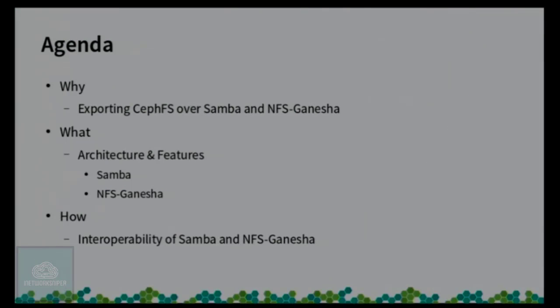So today's agenda is very simple. We are trying to find answers to three very simple questions: why, what, and how. Why are we talking about Samba and NFS-Ganesha with respect to CephFS? What do Samba and NFS-Ganesha look like? What is the architecture? And finally, how do these two gateways fare with respect to a native CephFS client?